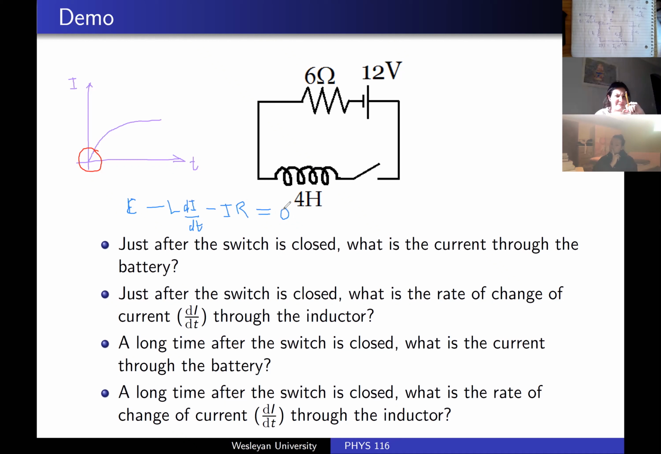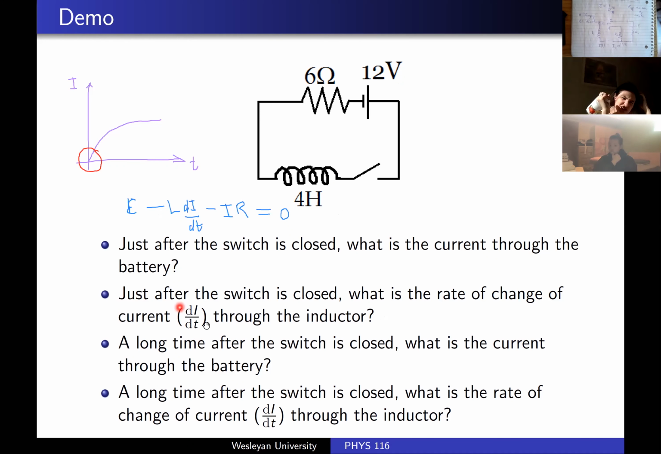And we know all the values. We know that E is 12. We know that L is 4 henries. We know that the current initially at t equals 0 is 0, so this term just drops out. So I can solve for di over dt, and I just get E over L, which would give me 12 over 4. So that gives me 3 amperes per second. So that would be the rate of change of current.